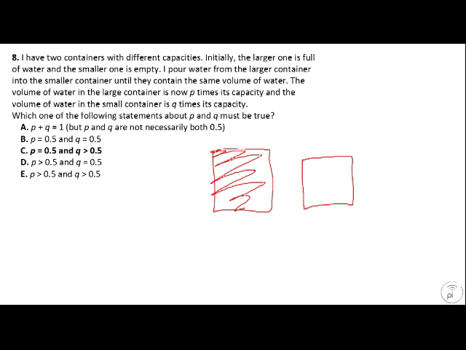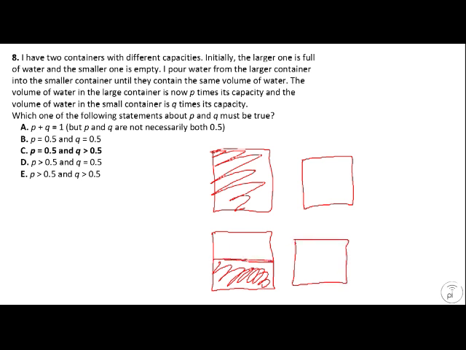Eighth question. I have two containers with different capacities. The larger one is full, and the smaller one is empty. I pour water from the larger container into the smaller container until they contain the same volume of water. So in order to contain the same volume of water, we should pour into the smaller container exactly half of the water. So half of the water will be here, and half of the water will be here.